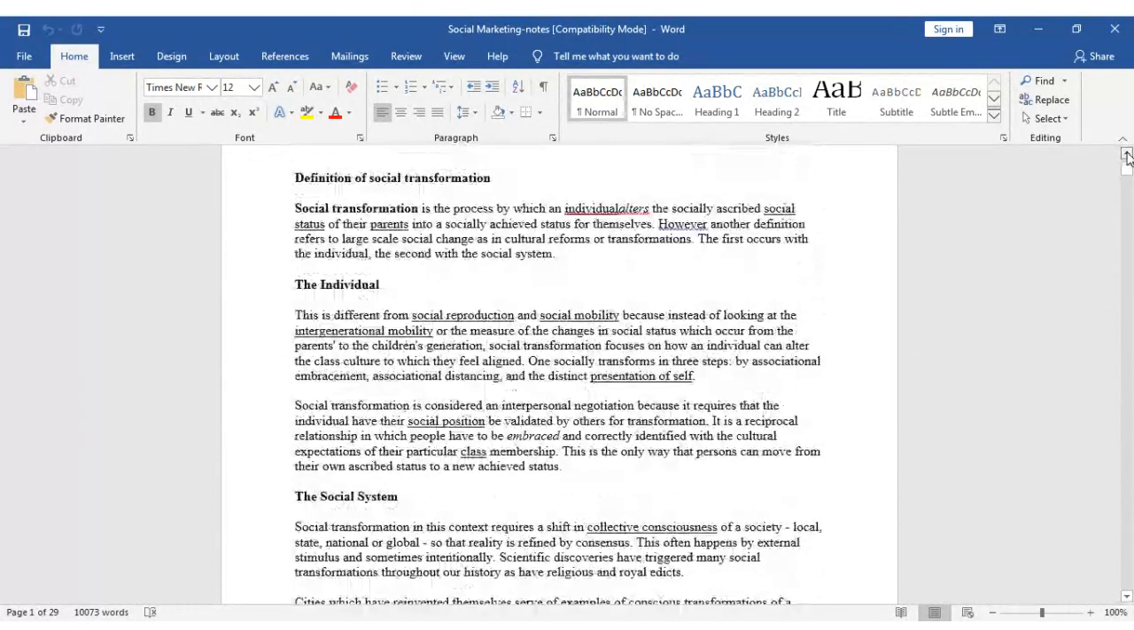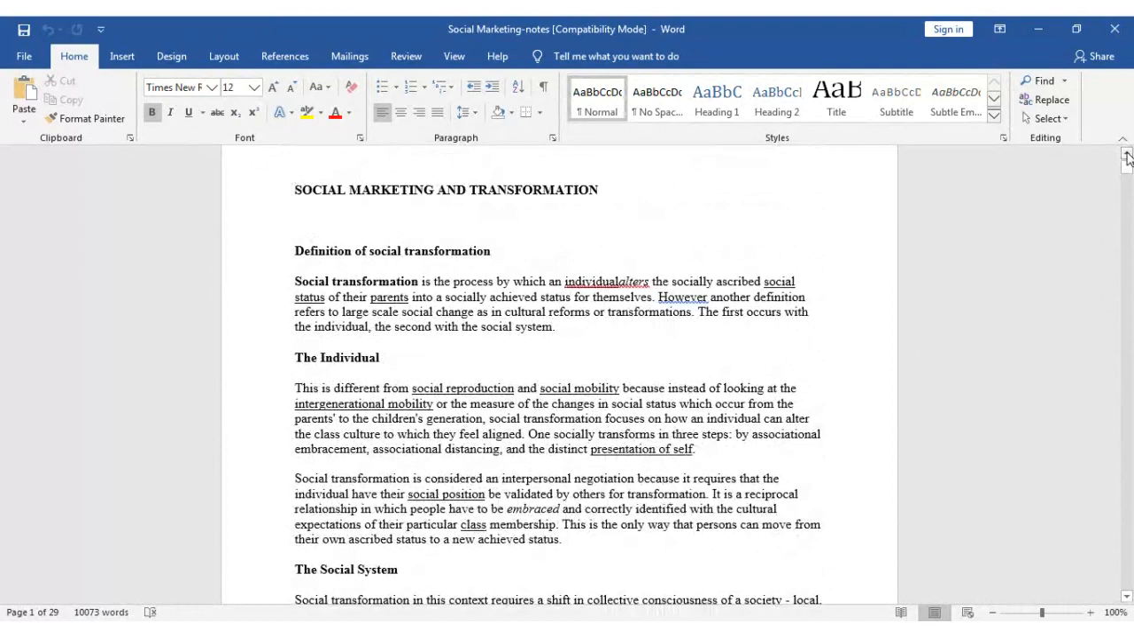Definition of social transformation. Social transformation is a process in which an individual alters the socially ascribed social status of the parents into a socially achieved status for themselves. The two key terminologies here are socially ascribed status and socially achieved status. Socially ascribed status is what you get to know through your parents or the people you're living with. It's not something you get from the environment. It's something inborn. You got it from the people that are with you. But achieved is what you get from your own efforts.